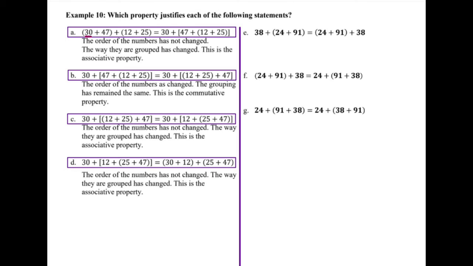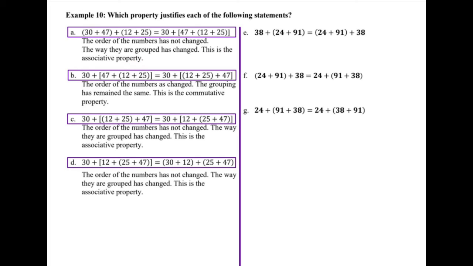Okay, so in this first one we have 30 and 47, 12 and 25. Here we have 12 and 25. First it's grouped with 47 and 30 is left out. So here 30 and 47 are grouped together. So that one is the associative property. And if you can read their explanation, the order of the numbers has not changed. The way they are grouped has changed. This is the associative property.